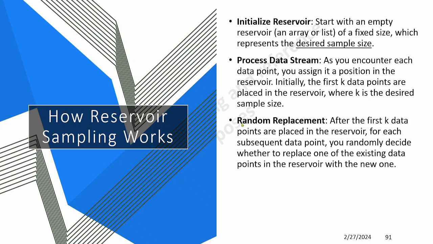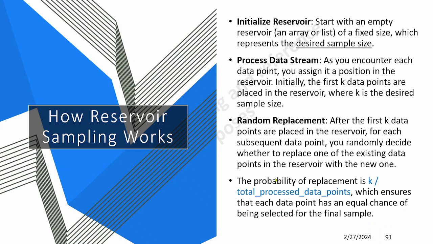And after that, we will utilize a random replacement. That means after the first K data points are placed in the reservoir, your reservoir is full. Then for each subsequent data point, we will randomly remove one sample from the reservoir and replace it with the new one. The idea is very simple. The probability of replacement is equal for all the samples in the reservoir, and that's K divided by the total processed data points.